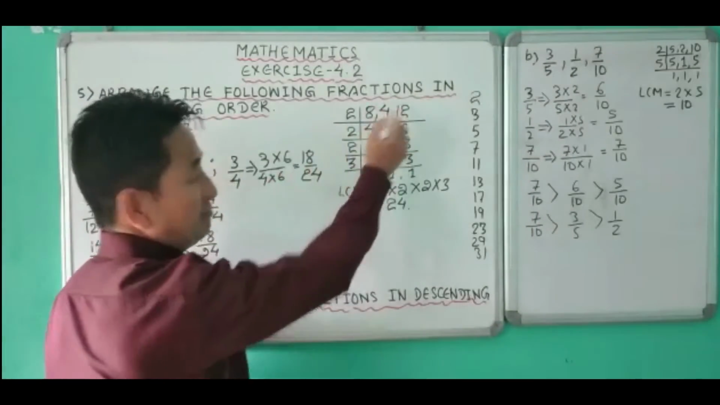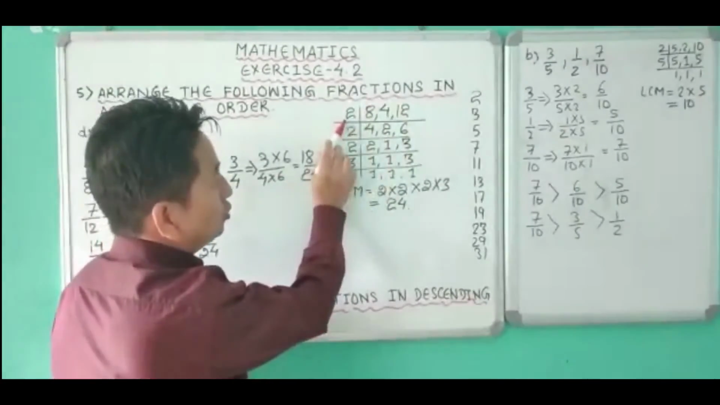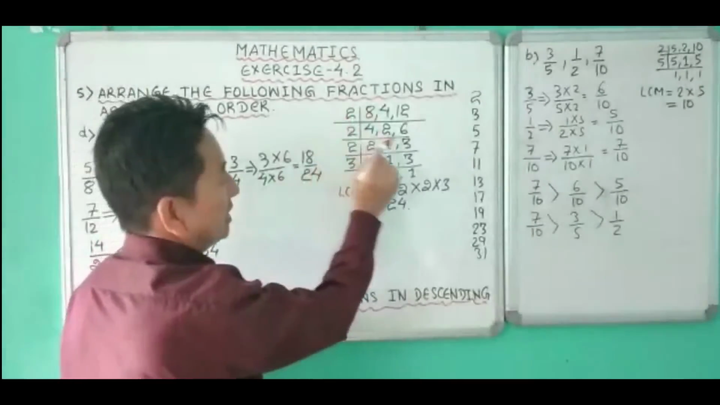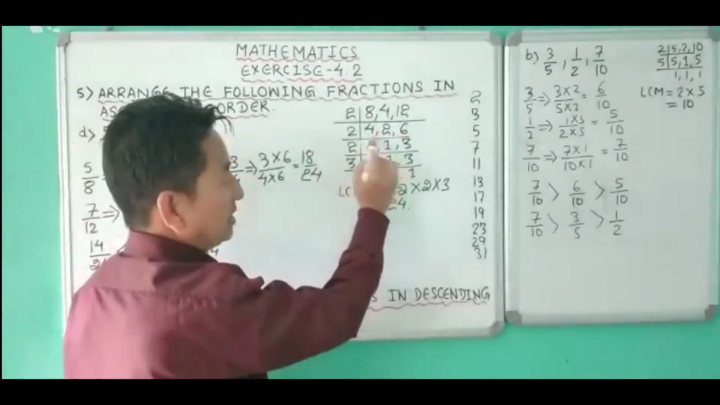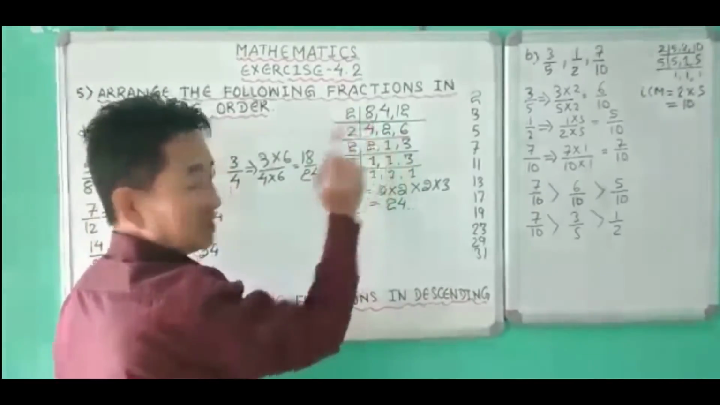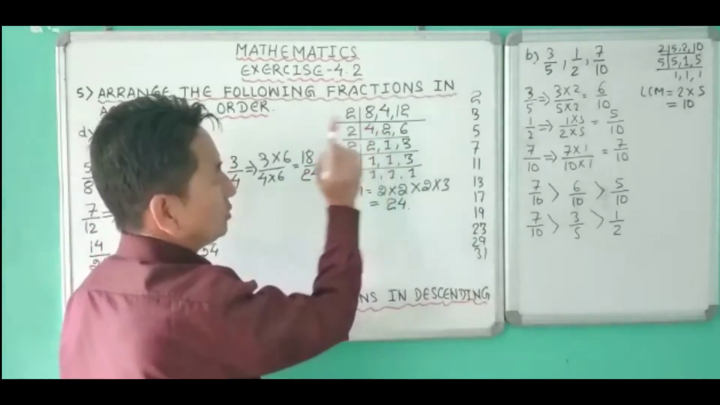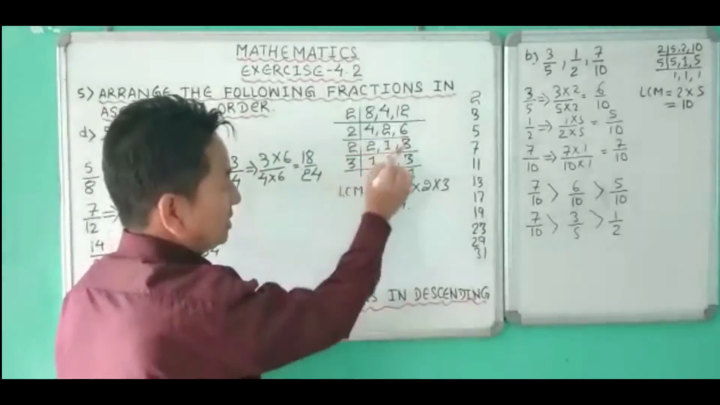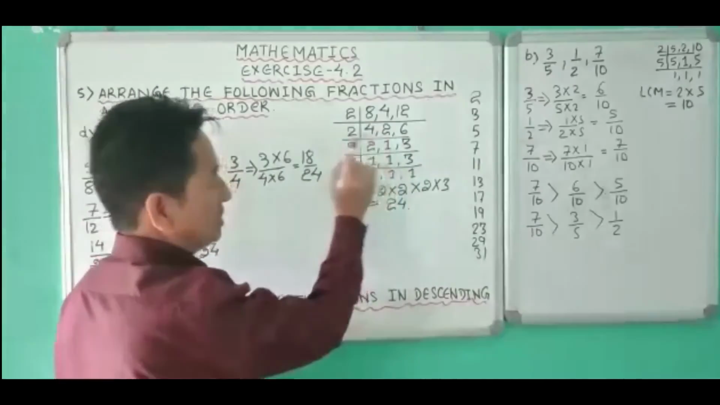All these are even numbers, so these numbers are divisible by 2. 2 4s are 8. 2 2s are 4. 2 6s are 12. Again here 4, 2, 6. All these are even numbers, so these numbers are divisible by 2. 2 2s are 4. 2 1s are 2. 2 3s are 6. Again here 2 left. So again these numbers are divisible by 2. 2 1s are 2. 1 will remain same.